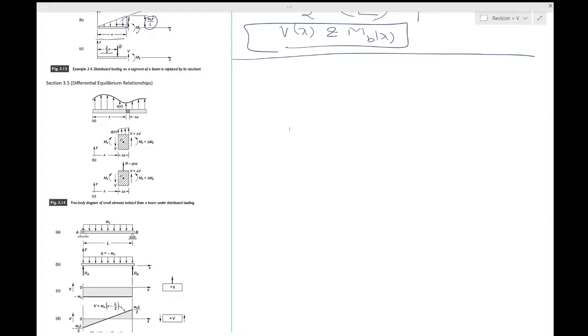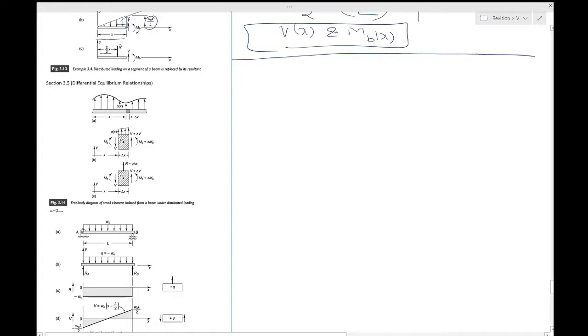Then we apply the conditions of equilibrium on this small element, and doing so gives us a differential equation which connects the load, the shear force, bending moment, and so on. And once you integrate these relationships, you get the internal force, shear force distribution and bending moment distribution. So let's see how that works. Have a look at figure 3.14.